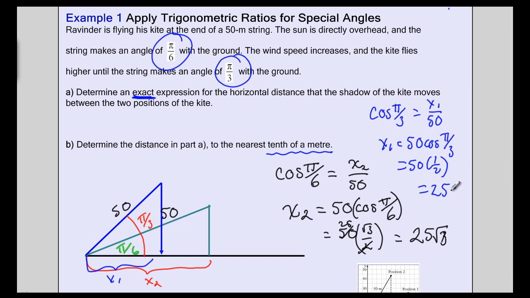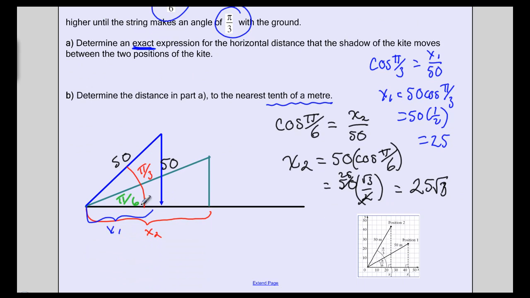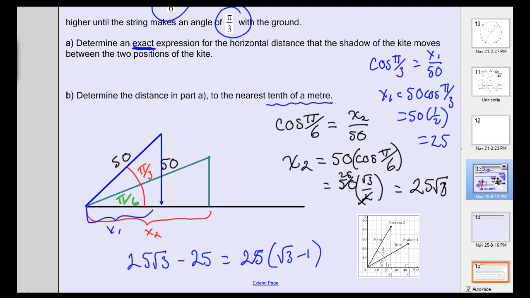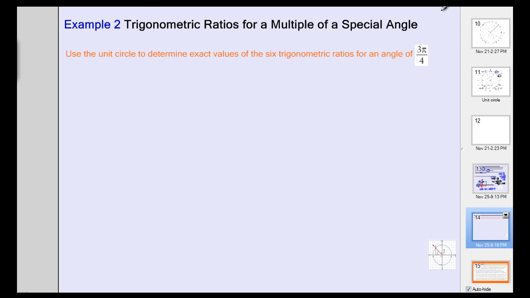Now, the difference between these two numbers is going to be the horizontal distance. So x2, which is 25 root 3, subtract 25. And you might even take it as far as factoring out the 25 and writing 25 times root 3 minus 1. That is the exact answer. The 1/10 of a meter, part B, you would actually plug that in the calculator and round to 1 decimal place. So there's a quick example of when the unit circle comes in handy, and that goes for any angle.